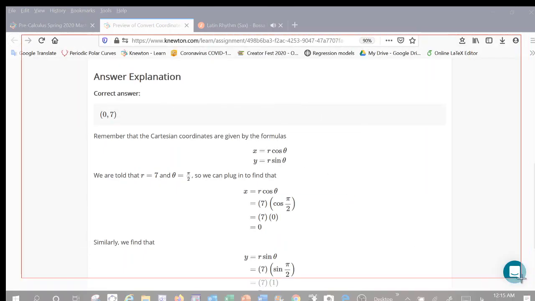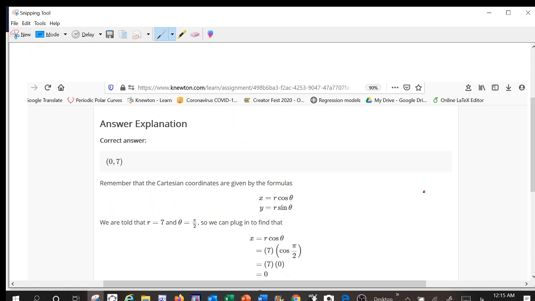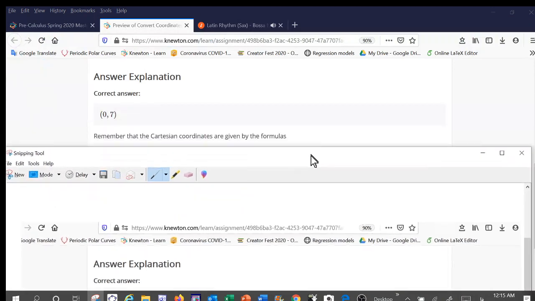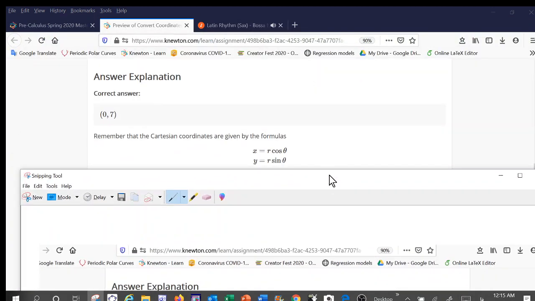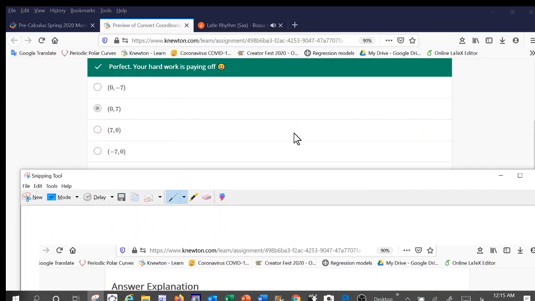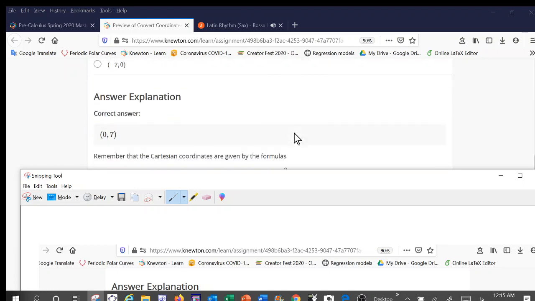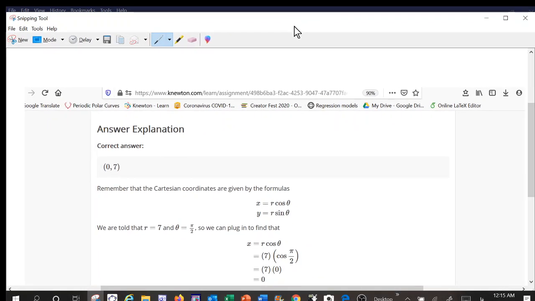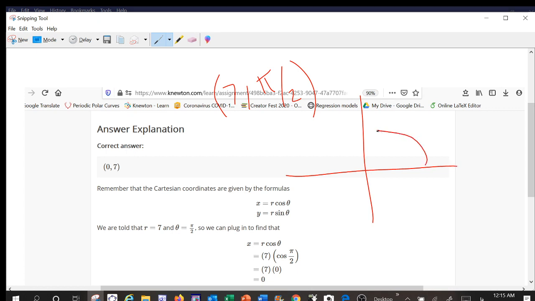Computer is becoming slow. All right, so it's 0. What was that? 7 pi over 2. So 7 pi over 2. So that means you have to make an angle pi over 2 and go 7 units. 1, 2, 3, 4, 1, 2, 3, 4, 5, 6, 7.